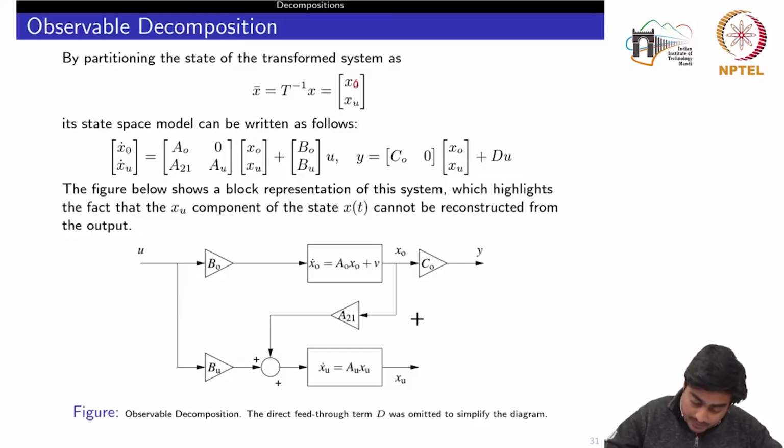Where you would see that xo has a path from u and to y somehow. But xu, which is completely unobservable, has some path from u, but it is not passing any information to y. So if it is not giving any information to y, I cannot observe this state particularly. This is what this block structure says.